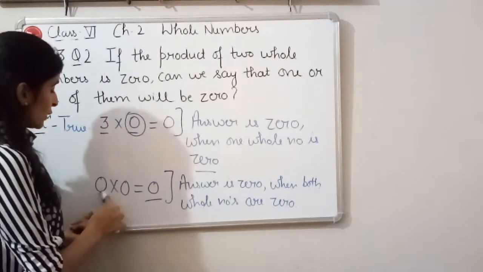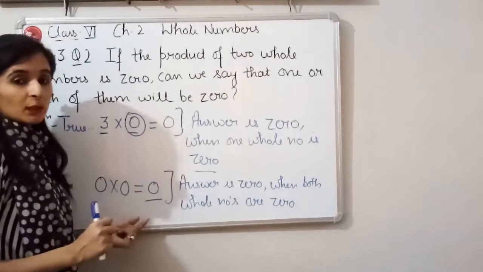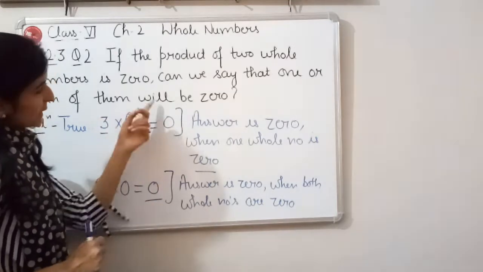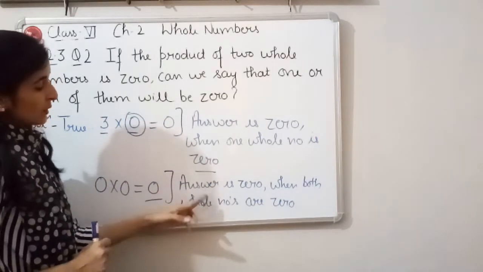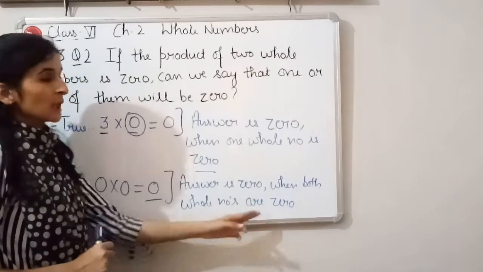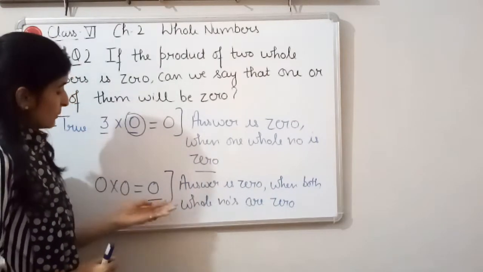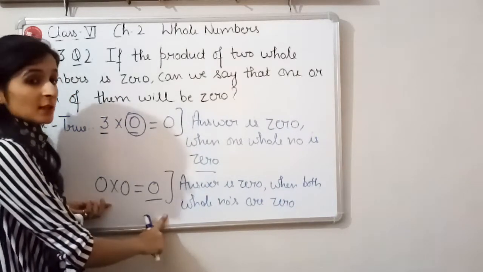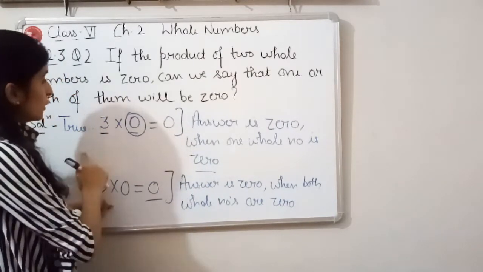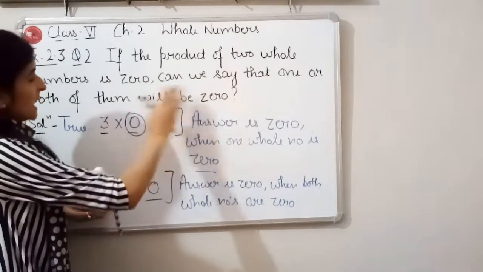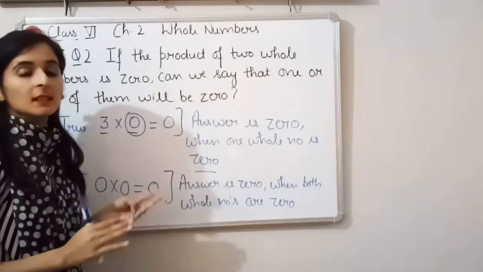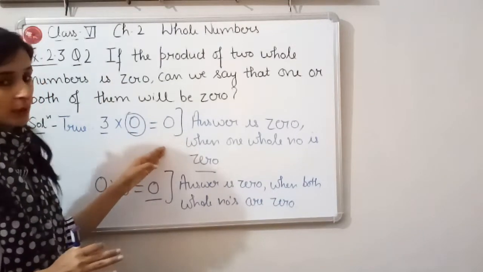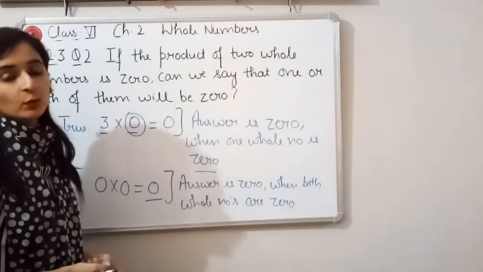Now you have to check whether both the numbers should be equal to 0 or not. So here 0 multiplied by 0 will be equal to again 0. So that is also satisfied for this statement. When both the whole numbers are equal to 0, then their product will also be equal to 0. So this is true. Yes, we can say that one or both of them will be 0. Fine. So this was the solution of question number 2. Now let's move to our third question.